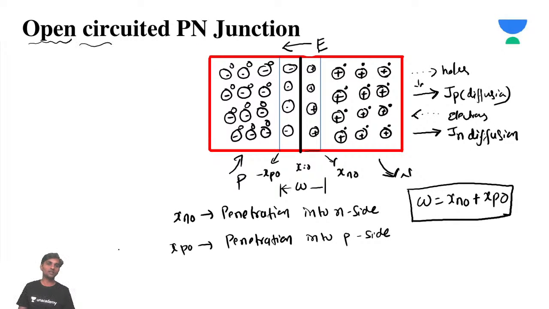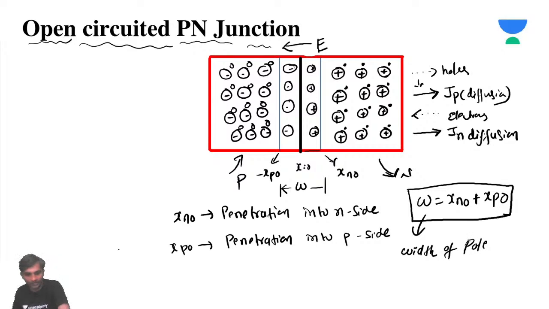Now we discuss what an open circuited PN junction is. We assume that x is equal to 0 here, and the penetration into the N side is xn naught. The penetration into the P region is xp naught. So W is equal to xn naught plus xp naught, which is nothing but the width of the potential barrier, or simply the width of the barrier.